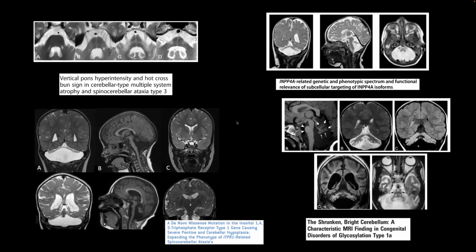Then coming to possible genetic causes, these were at least the imaging correlates, and Dr. Boltshauser has helped us with a few of these cases. You can see that the hot cross bun sign or olivopontocerebellar degeneration is common in the spinocerebellar ataxia types and the multisystem atrophy type, but they are more commonly in the adult age group. There are some PCH variants which can also demonstrate a similar imaging appearance. This is the case of an ITPR1 related spinocerebellar ataxia, and you can see that the severe pontocerebellar hypoplasia with hyperintense cerebellar cortex is almost similar to our case.